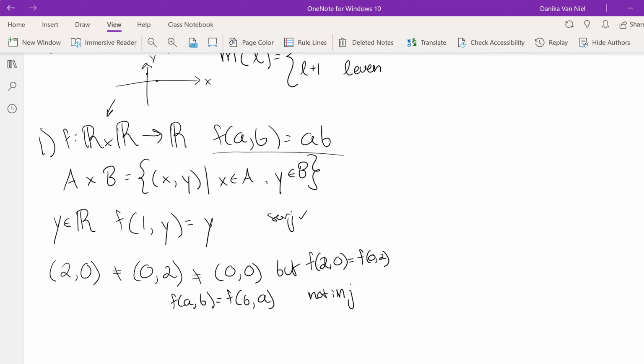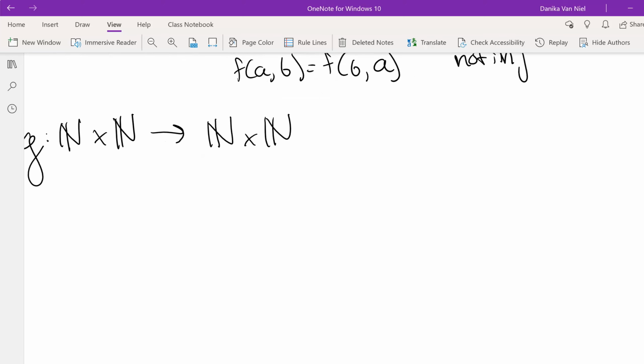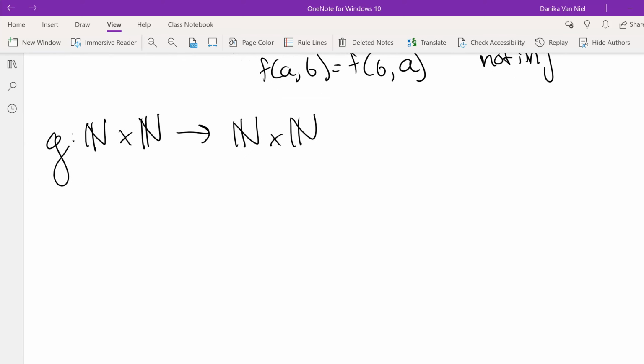so now we can't even think about its inverse function. Okay, so here we have g from the naturals cross naturals to naturals cross naturals. g of (x, y) is equal to (y, x).